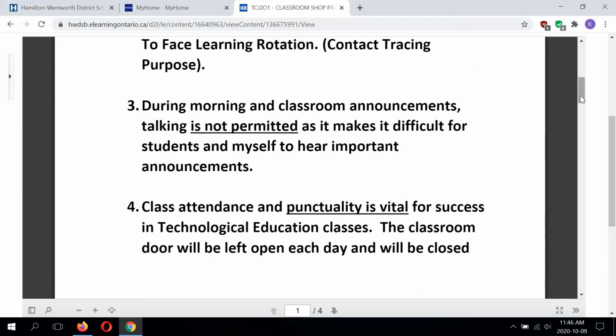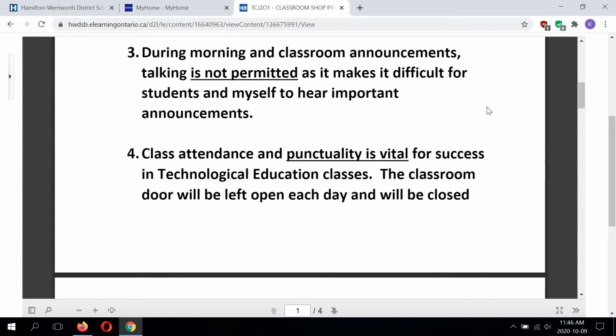Number 3, during morning and classroom announcements, talking is not permitted, as it makes it difficult for students and myself to hear important announcements. Now, we start the day with the opening anthem, and typically you would take your seat, we would listen to the announcements. There are not very many announcements these days. They're very short, but I can't have students yelling across the room to each other to carry on a conversation. We all have to keep quiet, myself included. We want to hear these important announcements, and then we'll begin the lesson.